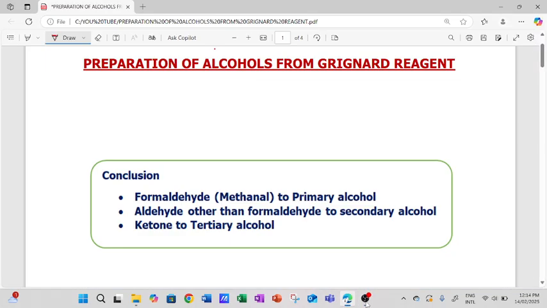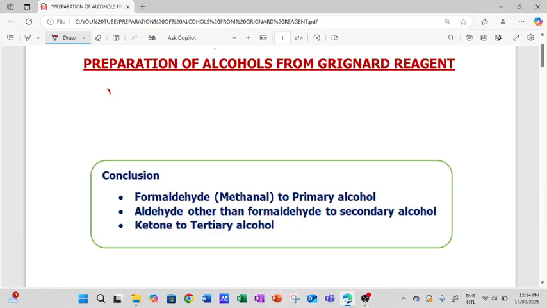Hi friends, today let's study the preparation of alcohols from Grignard reagent. In order to prepare alcohols there are different ways, and one among them is from Grignard reagent. So by using Grignard reagent, how do we prepare alcohols?